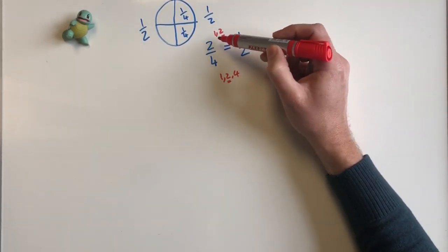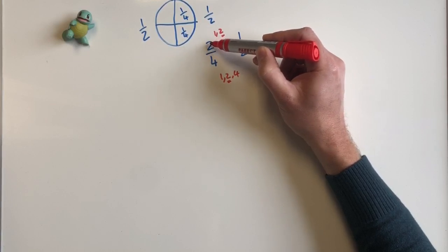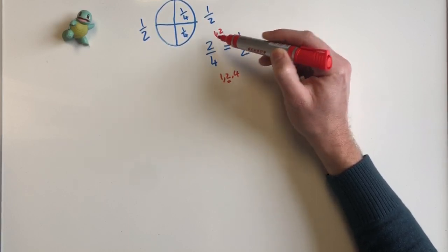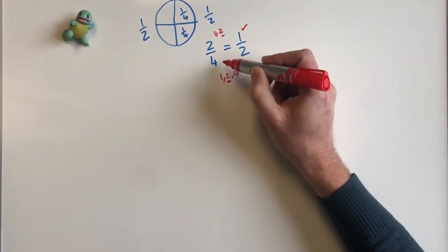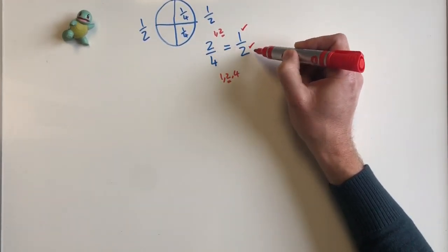So then I can ask myself, how many times can 2 go into 2, or 2 divided by 2? That would be 1, and that's where I get the 1. And 4 divided by 2 would be 2, and that's where I get the 2.